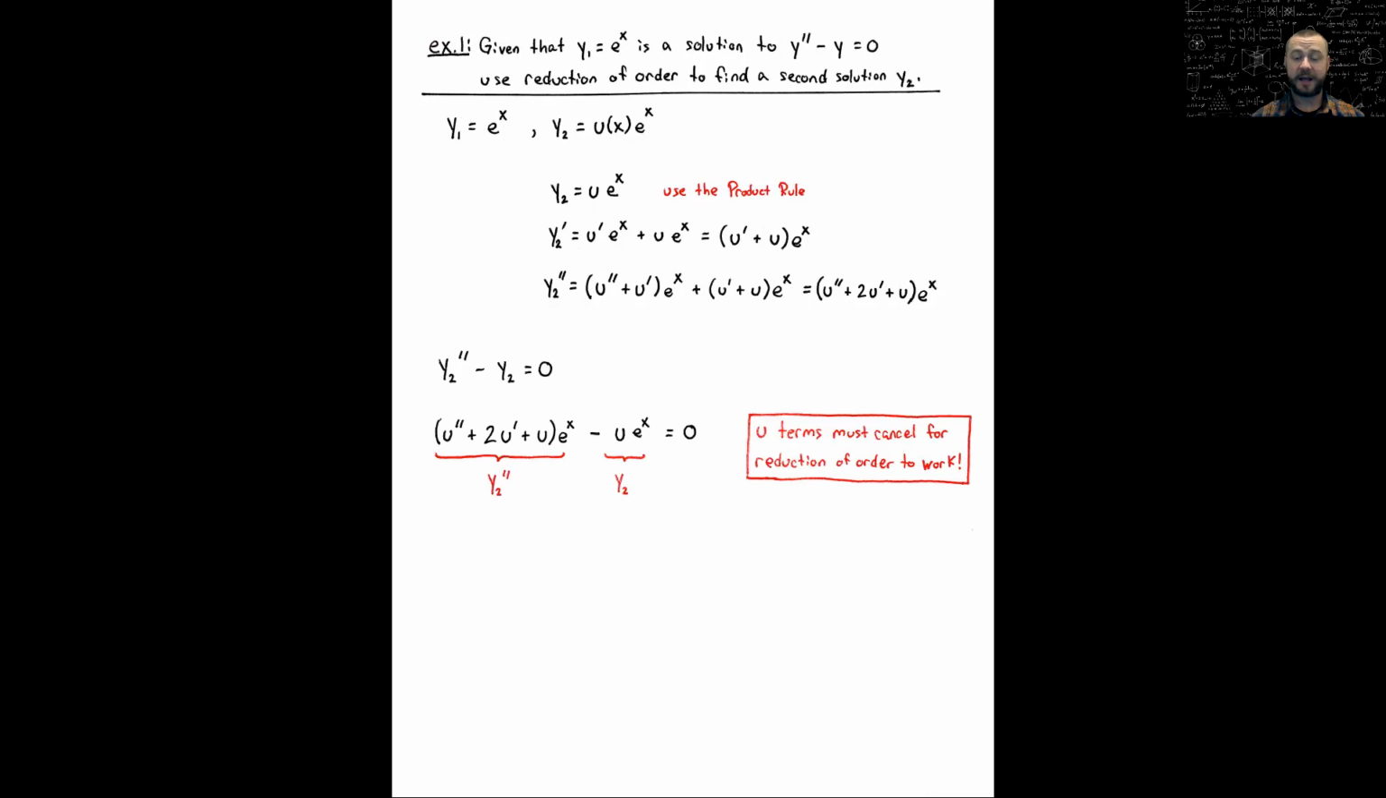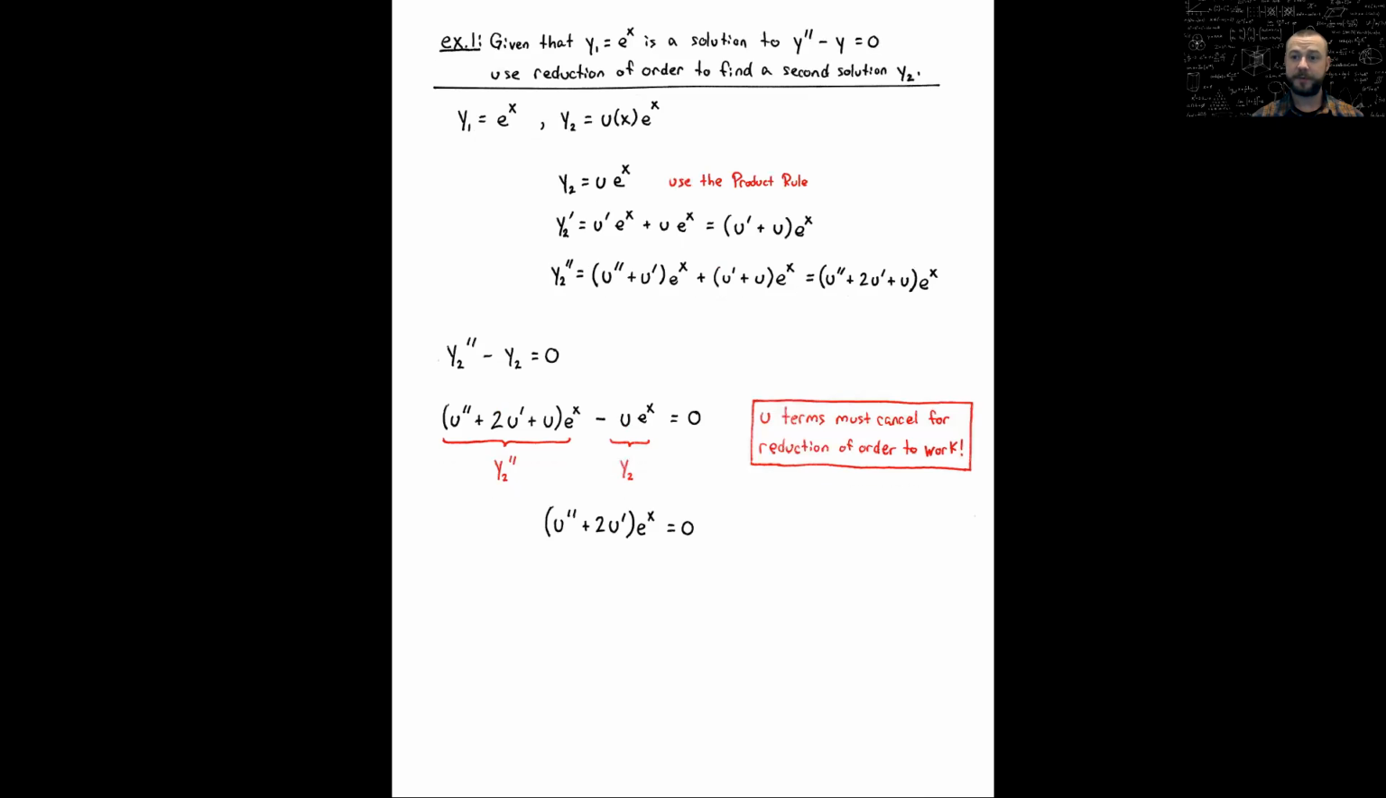All right, and if you're careful with your signs, you should get to here. And this is a good place for me to mention what must happen for reduction of order to work. The u terms must cancel out completely. And what I mean by that is the u term by itself, not u prime or u double prime. Only the terms involving the function u must completely cancel. And again, that's in order for reduction of order to properly work. All right, if you factor e to the x out from that, expand, and then refactor, you'll find that the u, e to the x terms do cancel.